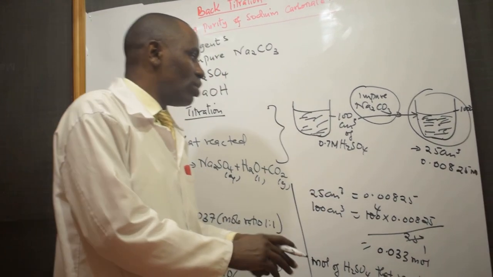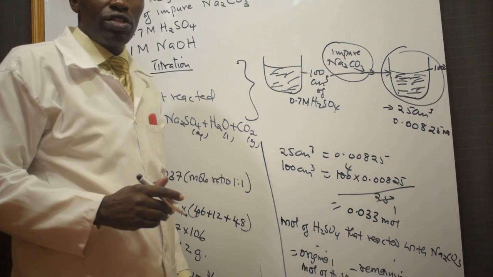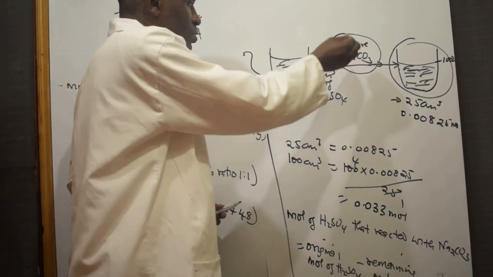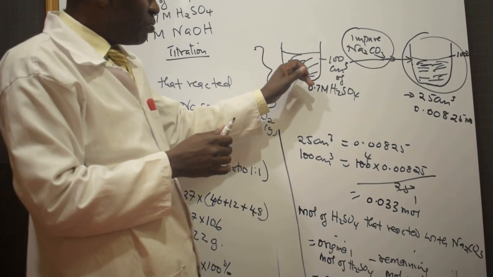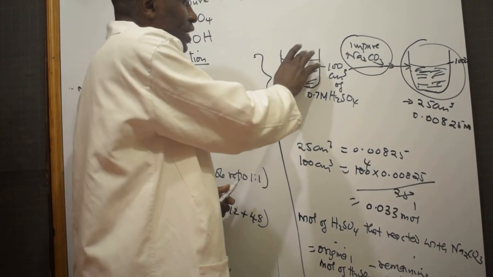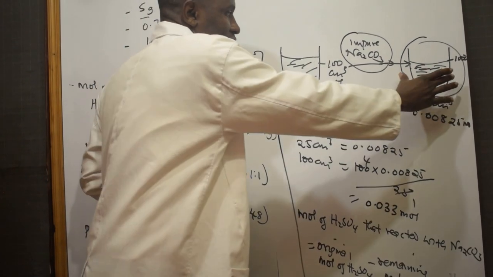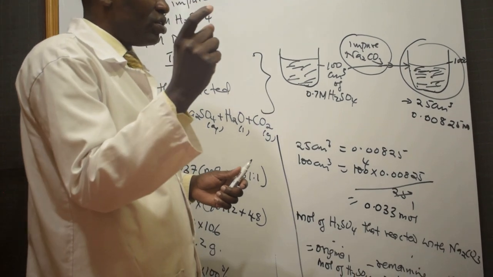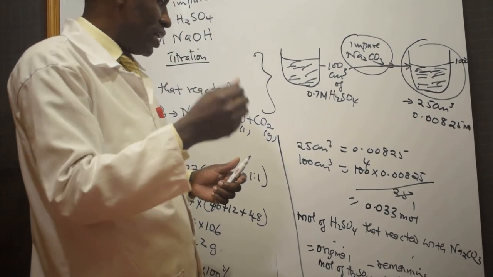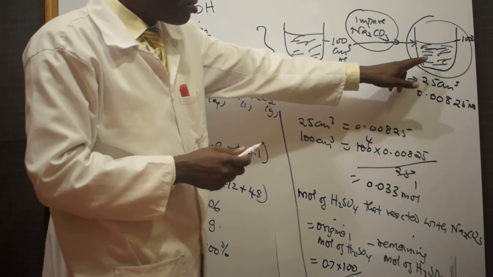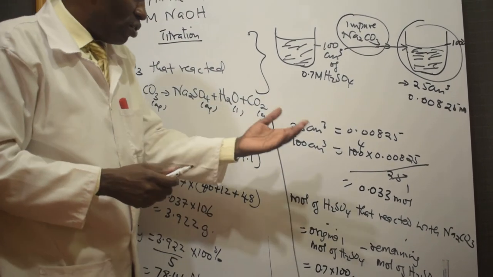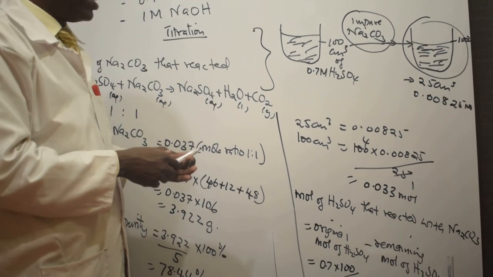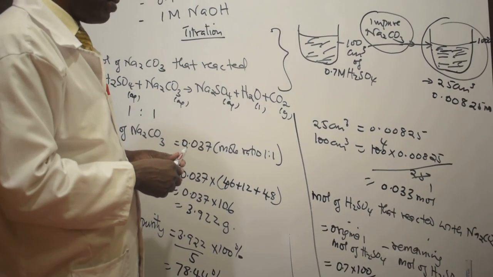So in a nutshell, what we've just done here: if I'm trying to analyze my sodium carbonate, I need to have a solution of acid whose concentration is known. I put my sodium carbonate in. Once you put your sodium carbonate in, you pick the excess sulfuric acid and titrate it with a standard solution of an alkali like sodium hydroxide. Once you do that, get the volume of the acid that reacts with my sodium hydroxide.